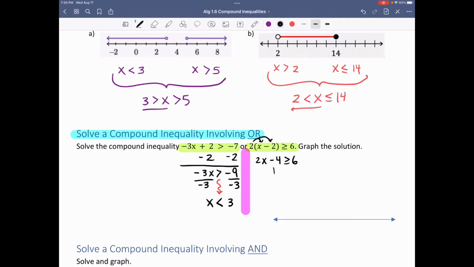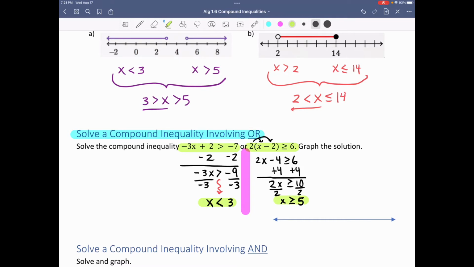Now we're going to add 4 to both sides. That becomes 10. We have greater than or equal to. We have 2x. Next, I divide by 2. And since I'm dividing by a positive, I do not flip the inequality. So it's just x is greater than or equal to 5. All right, so we have both of our solutions for the inequalities, and then we're going to graph them.